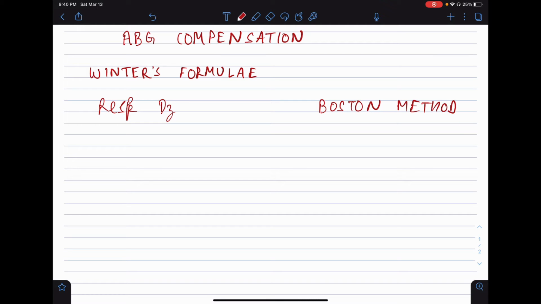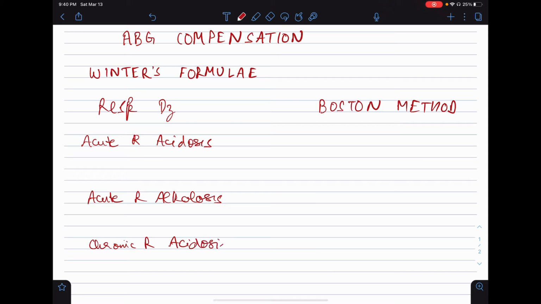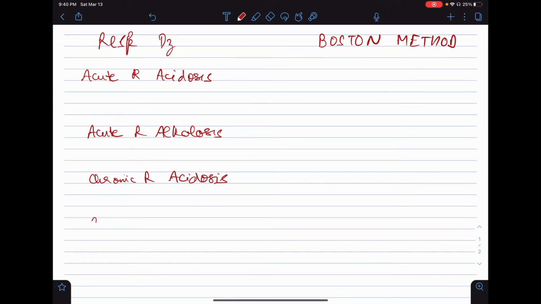Okay, so I would want you to write acute respiratory acidosis, acute respiratory alkalosis, then we have chronic respiratory acidosis, and then we have chronic respiratory alkalosis. Okay, now it's simple afterwards. We have CO2, obviously, partial pressure, and we have changes in the bicarbonate. Okay, simple so far.